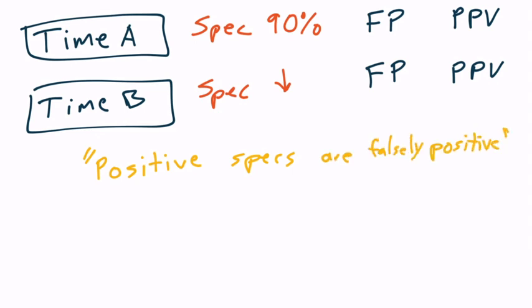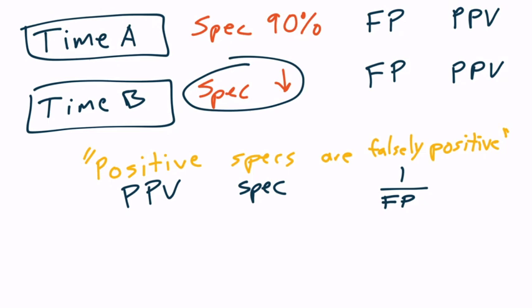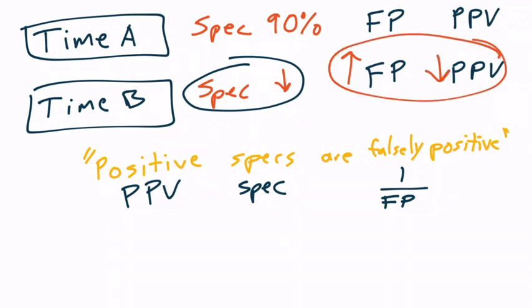This reminds us that the positive predictive value is proportional to the specificity and inversely proportional to the false positive rate. So if from time A to time B, the specificity decreased, then the false positive rate must have gone up and the positive predictive value must have gone down, which answers our question. And that concludes this section.